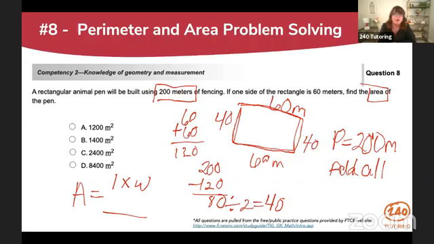Now I can quickly do 60 times 40 to get to that area. I can do that on my calculator right here if I want to, or I know that 6 times 4 is 24. And then I have 2 zeros. So if I did 60 times 40, I have 2 zeros and the 24. So I have 2,400. Of course, plug it in the calculator if that works for you. Correct answer here is C.